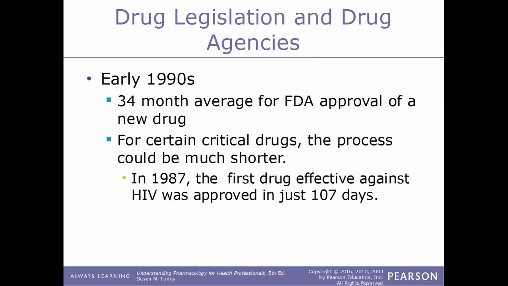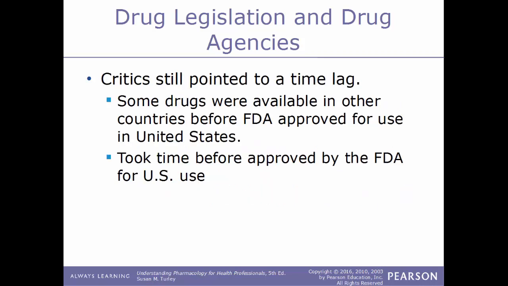In the early 1990s, the average length of time that it took a drug to be approved by the FDA was around 34 months. For more critical drugs, the process would be shorter, such as in 1987, the first drug effective against HIV was approved in just 107 days. Now, critics still pointed to a time lag. Some drugs were available in other countries before the FDA approved them for use in the United States. So this lag time was because of the FDA process and approval of a drug.